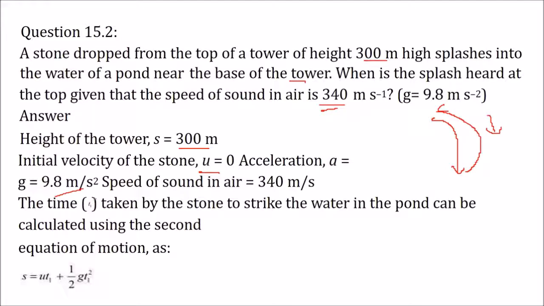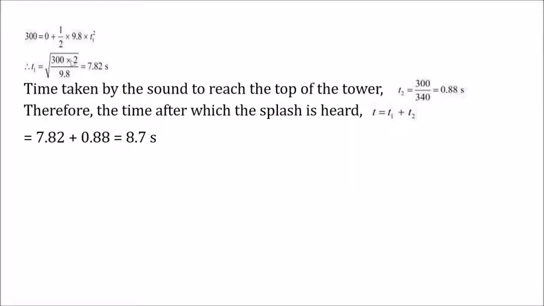Now let us take t1 as the time from this point to this point, that is the time the stone takes coming down and striking the water in the pond. We can use the second equation of motion, that is s equal to u t1 plus half g t1 square. When we put the values which are given to us, s is 300, initial velocity is 0, gravity 9.8, t1 we don't know. So t1 can be computed by this expression, 7.82.